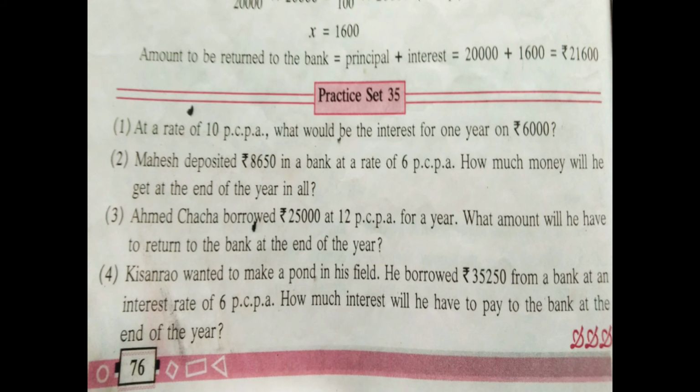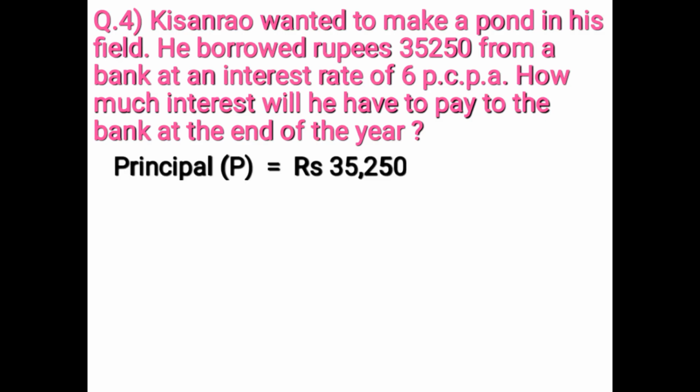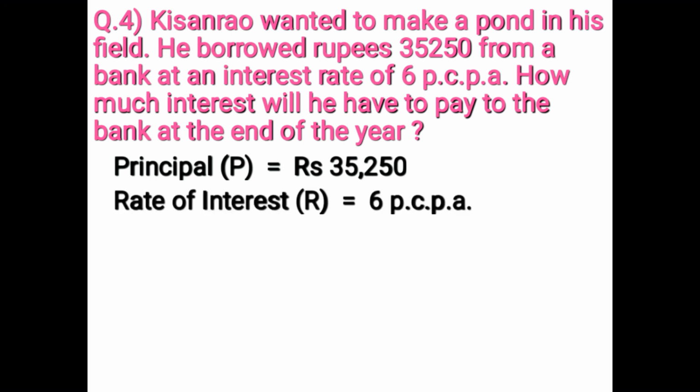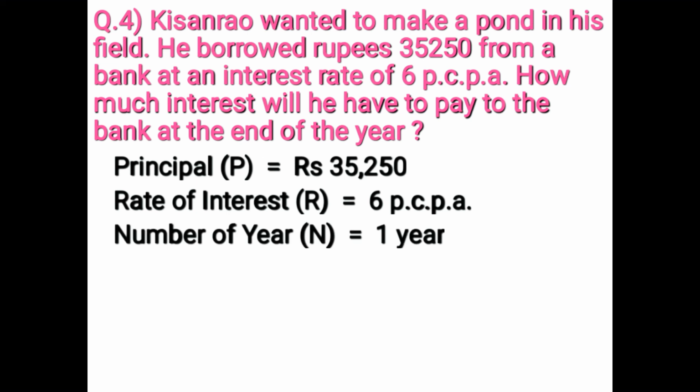Next, Kisan Rao wanted to make a pond in his field. He borrowed rupees 35,250 from a bank at an interest rate of 6 PCPA. How much interest will he have to pay to the bank at the end of the year? Principal is equal to 35,250 rupees. Rate of interest is 6 PCPA. Number of years is equal to 1 year.